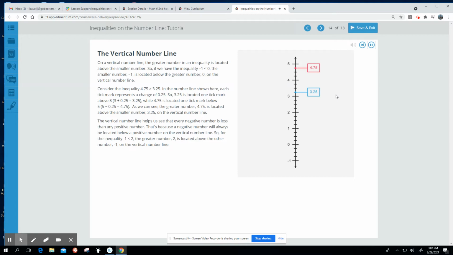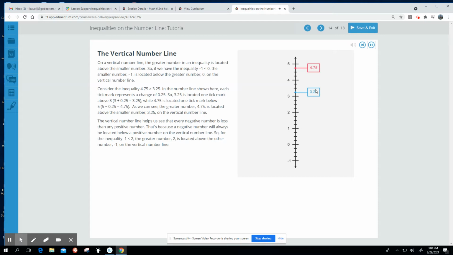Consider the inequality 4.75 is greater than 3.25. In the number line shown here, each tick mark represents a change of 0.25. So 3.25 is located one tick mark above 3. 3 plus 0.25 equals 3.25, while 4.75 is located one tick mark below 5. 5 minus 0.25 equals 4.75. As we can see, the greater number, 4.75, is located above the smaller number, 3.25, on the vertical number line.